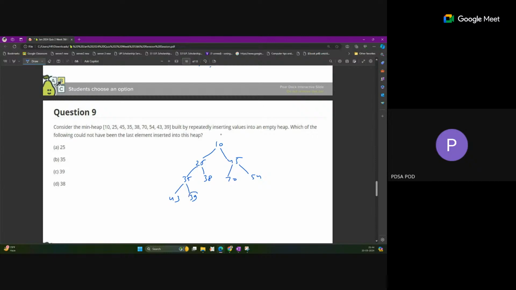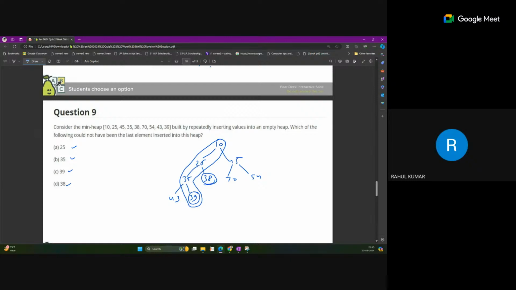So here, the last position is this. So the last element can be moved on this path, from the last position to the root. So that means this path can be shifted. Okay. So the last inserted node may come only in these elements, either 10, 25, 35, or 39. If any option is not coming in this path, that will be the answer. Okay, so 25 is coming, 35 is coming, and 39 is also coming. 38 is coming on this side. So this cannot be the last inserted node.